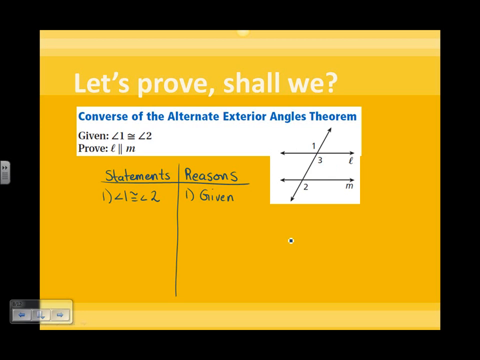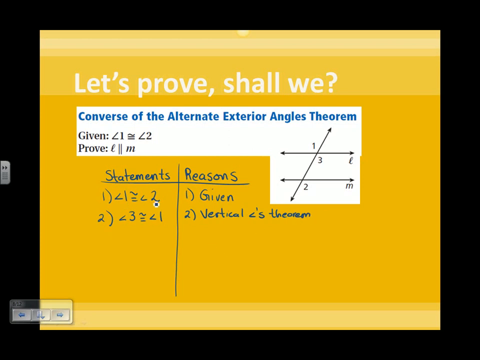So that's my argument. So I got angle 1 is congruent to angle 2. That's given. So I'm going to say angle 2 is congruent. Oh, nope. I want to start with angle 1. Sorry. Angle 3 is congruent to angle 1. I know that by the vertical angles theorem, which says that vertical angles are congruent.